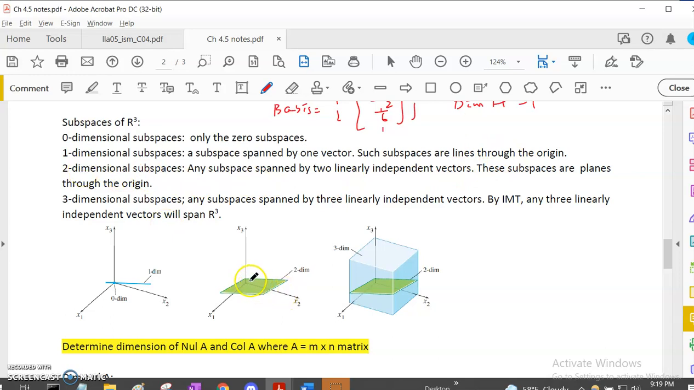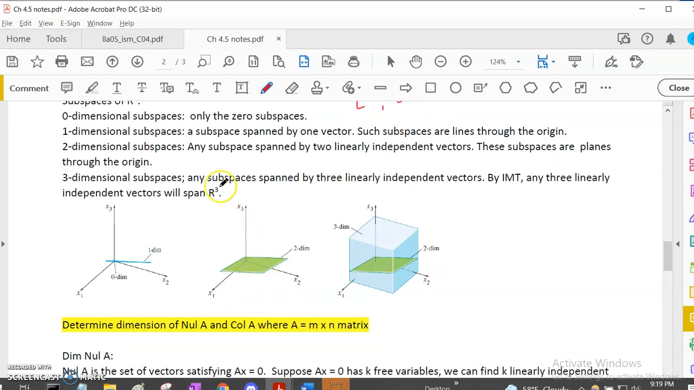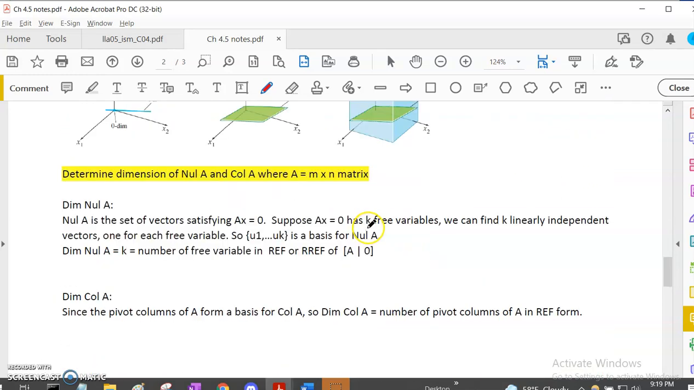And a two-dimensional vector, just like the solution that we talked about before, if you have a linear combination of two vectors, it spans a plane through the origin. Three-dimensional would always span the whole R3, because the IMT said that any 3 linearly independent vectors will span R3.